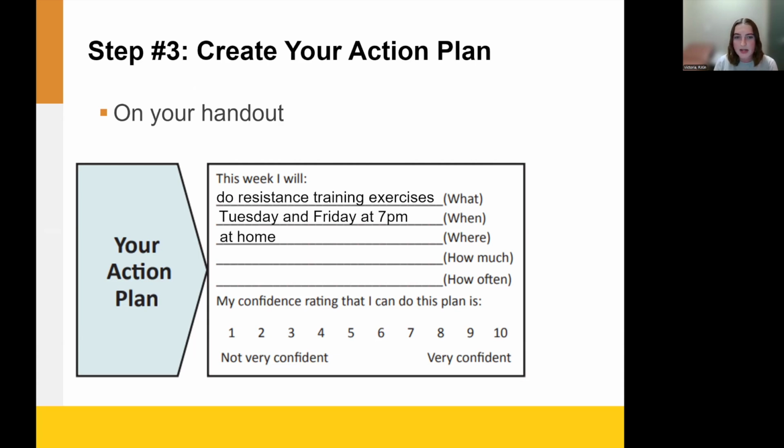Where am I going to do it? I'm going to do it at home. If you're a member of a gym or another facility, you could do that there as well. That would be great. How much? I'm going to do 1 set of my exercises and I'm going to do 10 repetitions to start. And then how often? I'm going to do it 2 times this week. So Tuesdays and Fridays at 7 o'clock, like I mentioned. Importantly, you then need to ask yourself, how confident are you in your ability to achieve this plan?